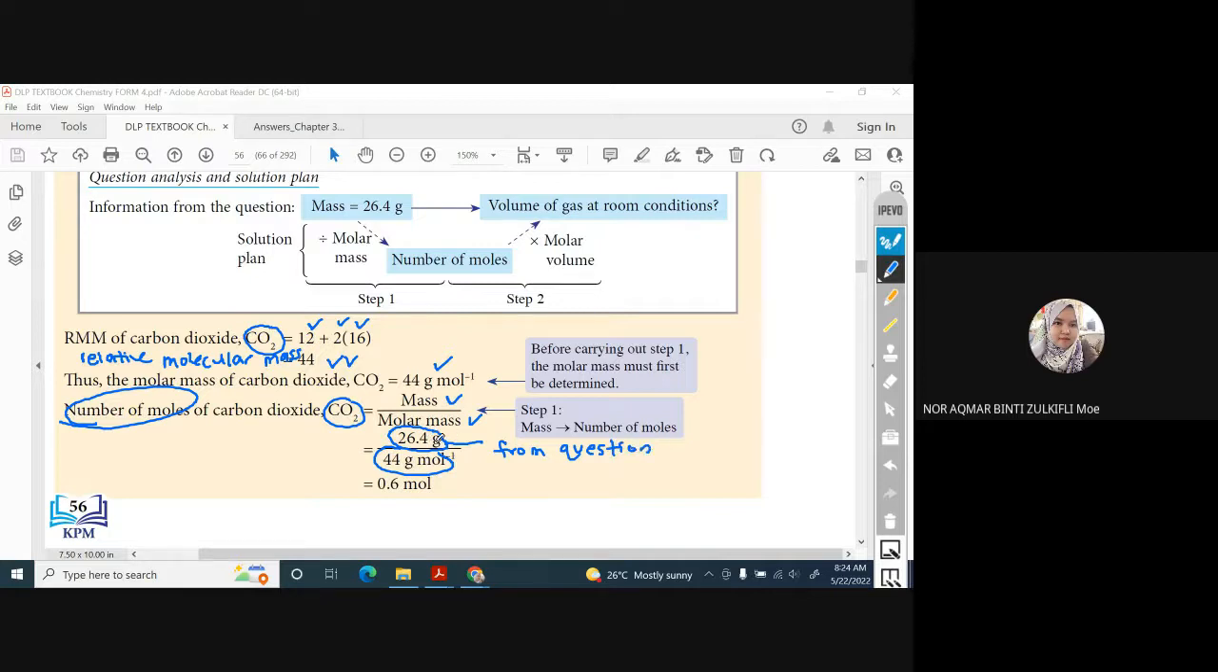Okay, 26.4 gram. This one is from the question. This one is from the CO2 that you total up, the RMM, relative molecular mass. Then you get the number of mole. So the first step, you must find the mole first. Okay, step 1, mass and then find the number of mole.